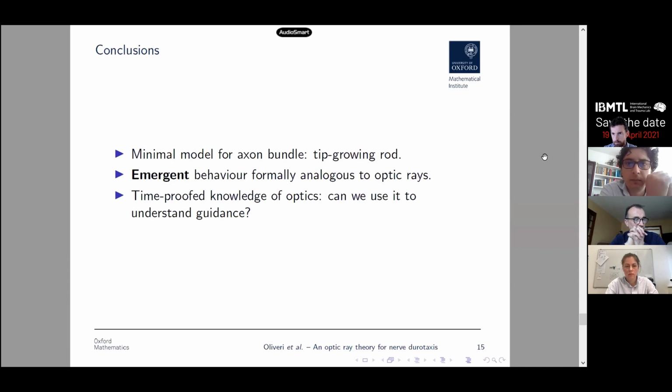And to finish, I would like to say that as applied mathematicians, we are, of course, very sensitive to and convinced of the potential intellectual and pedagogical power of making parallels between physics and biology.